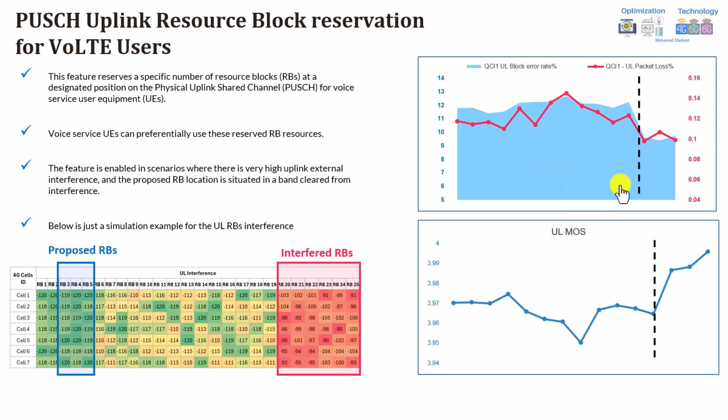As you can see here, there is a clear gain in packet loss and block error rate once there was some resource being reserved for VoLTE. Also, the voice quality has been improved, as you can see here. So this is a very simple feature, and the name of the feature can be different from one vendor to another. So let's move to the next feature.